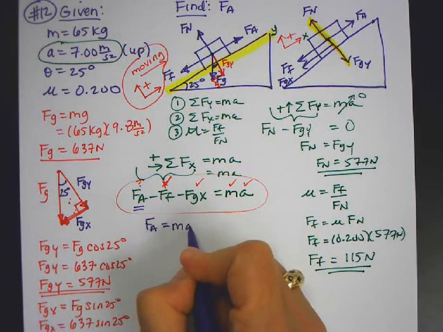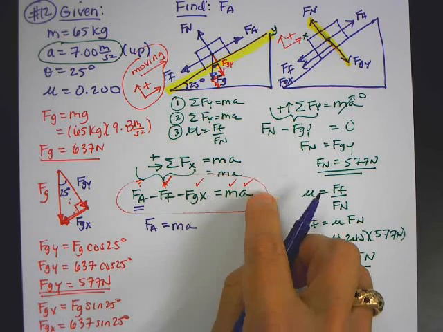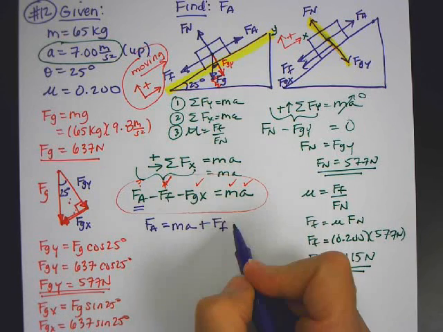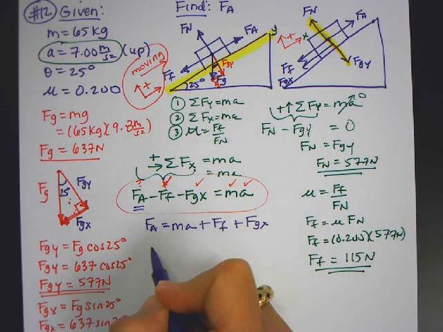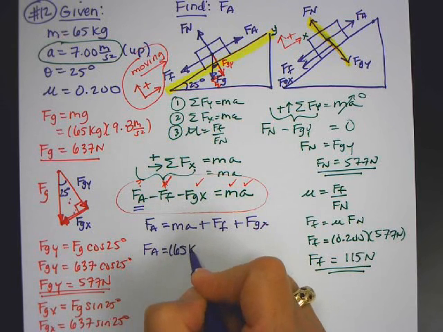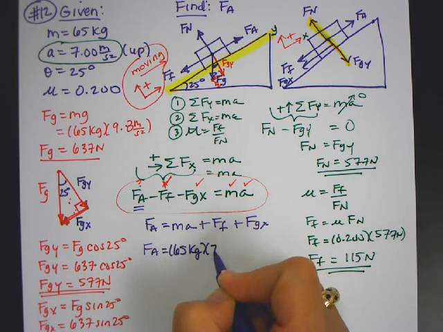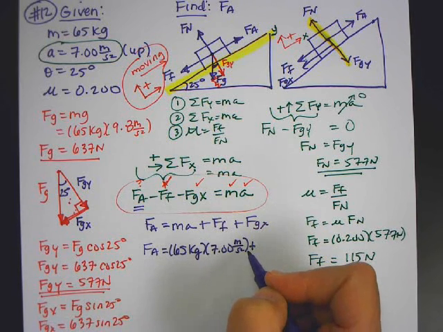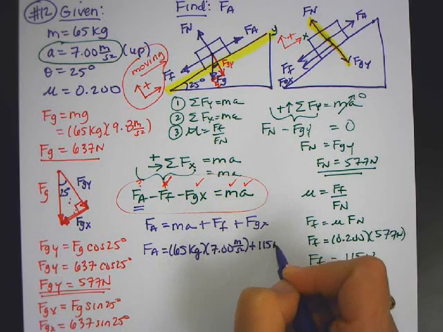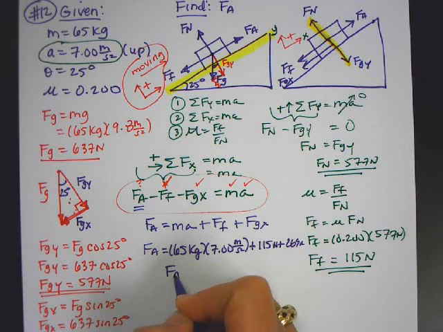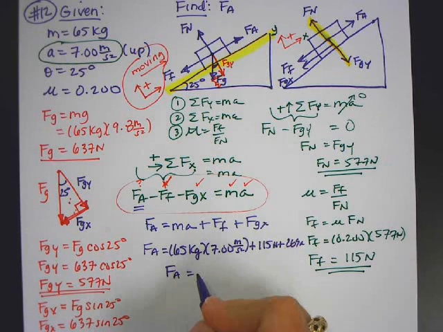So I'm going to leave the MA, the FF I'm going to put on the other side, so it's going to be plus FF, and then I'm going to put the FGX on the other side, so that's going to be plus FGX. So FA is equal to MA, which is 65 kilograms, times the acceleration, 7 meters per second squared, plus FF, which is 115, plus FGX, which is 269. So I add it all up, FA comes out to be 839 newtons.